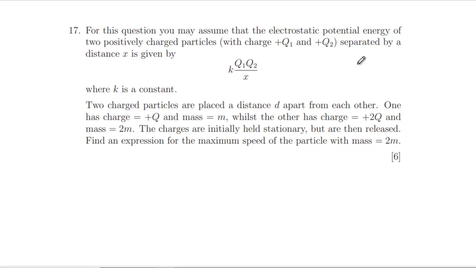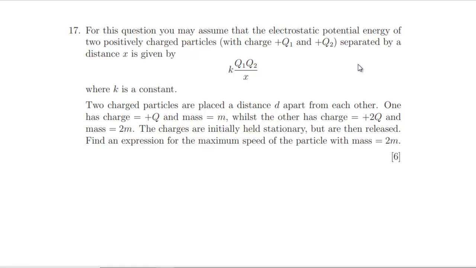Question 17. For this question, you may assume that the electrostatic potential energy of two positively charged particles separated by distance x is given by that. Okay. Two charged particles are placed distance d apart. One has that mass and charge, the other's got that mass and charge. Charges are initially held stationary, then released. Find an expression for the maximum speed of the heavier particle.